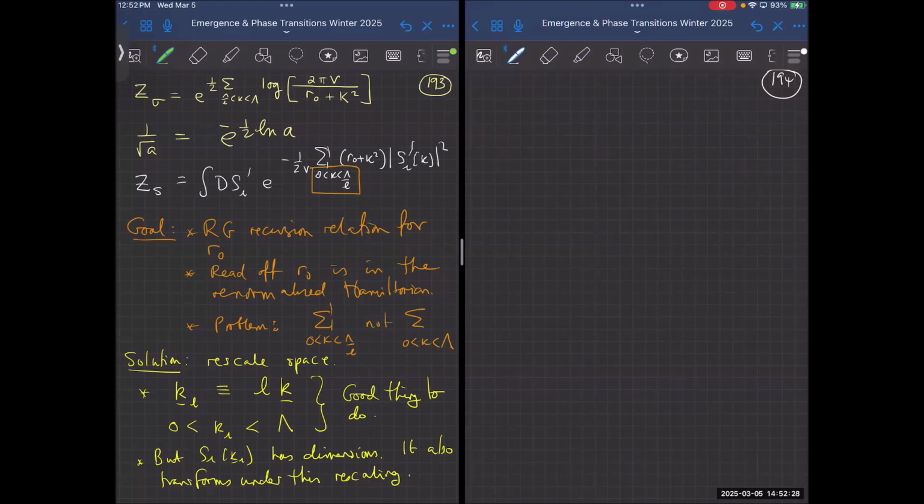Has Zoom crashed again? No, it's not. I was just wondering if you could say something about what lambda is. Like, why does this happen? Lambda is the coarse graining scale in momentum space.